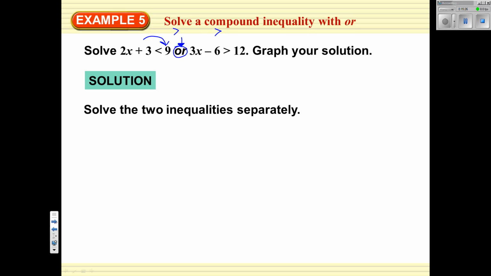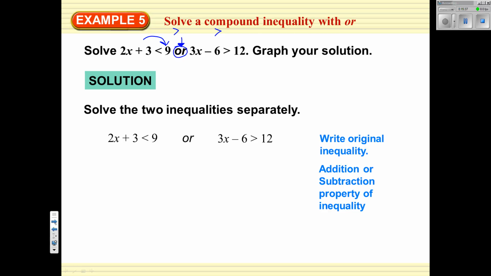So again, we just solve them separately. So here's the original inequalities. Notice they're just copied down exactly as they are. We don't have to break them apart because they're written separately. Solve each one. Subtract 3 on this side, and then over here we're adding 6. Hopefully everybody understands that. Okay, and then we're going to simplify.